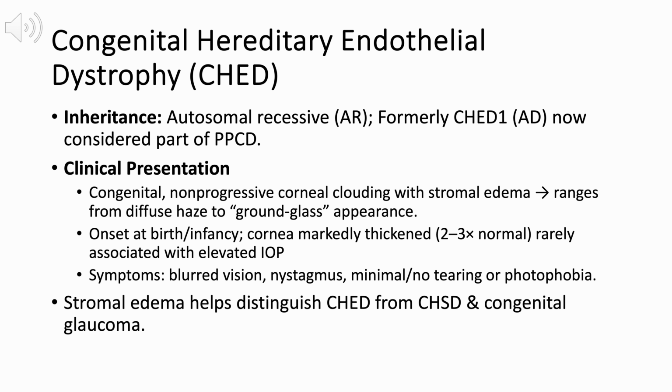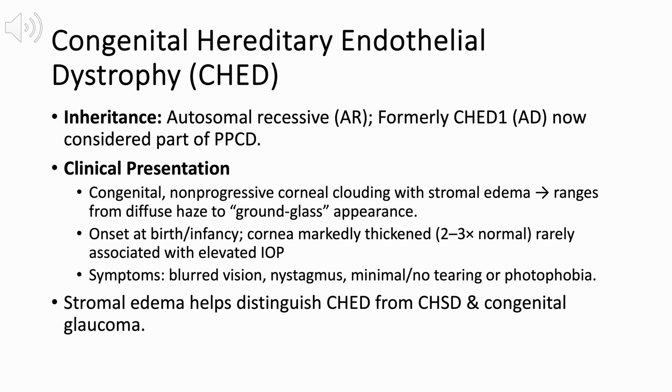The clinical presentation is congenital, non-progressive corneal clouding due to stromal edema. The appearance can range from a diffuse haze to a more dense ground glass look. This condition is present from birth or infancy, and the cornea is markedly thickened, often 2 to 3 times normal thickness. Importantly, it is rarely associated with elevated intraocular pressure, which distinguishes it from congenital glaucoma.